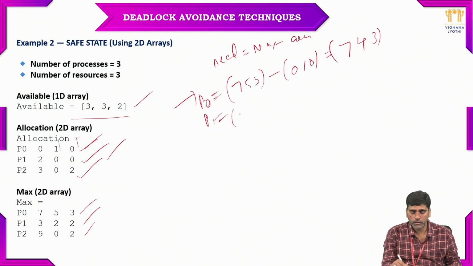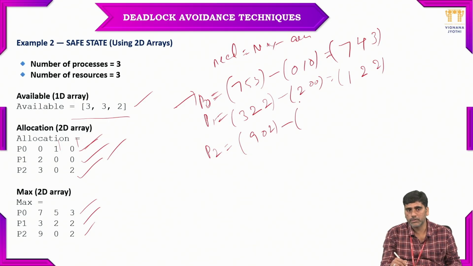Similarly, the P1 need matrix: maximum 3 2 2 minus allocation 2 0 0, so 1 2 2. This is the need matrix for P1. Similarly for P2, the maximum is 9 0 2, minus allocation 3 0 2. So 9 minus 3 is 6, 0, and 2 minus 2 is 0.